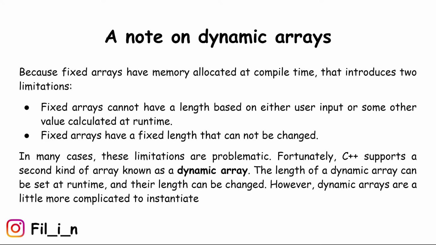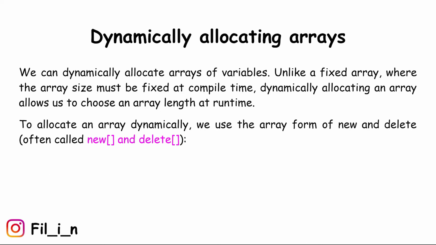Fortunately, C++ supports a second kind of array known as a dynamic array. The length of a dynamic array can be set at runtime, and their length can be changed. However, dynamic arrays are a little more complicated to instantiate. We can dynamically allocate arrays of variables.